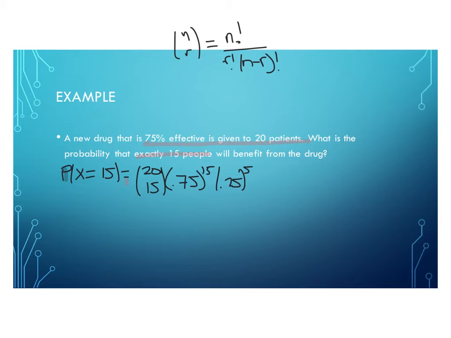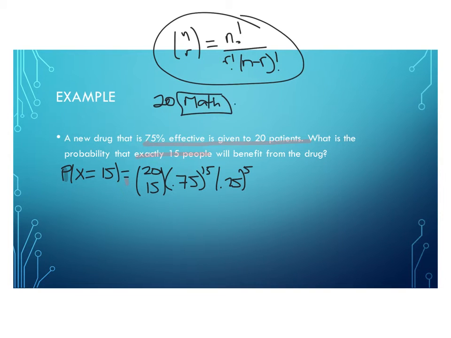Now, in order to do the combinations, you would type 20 first, then you would push math, and you would go to probability, and then select either option 2 or option 3, nCr. And then after you would see 20 and nCr, you would type 15, and then you can type the rest of the expression as normal. Okay, so this does give you 0.202, or about 20.2%.